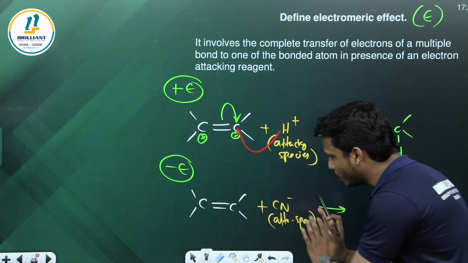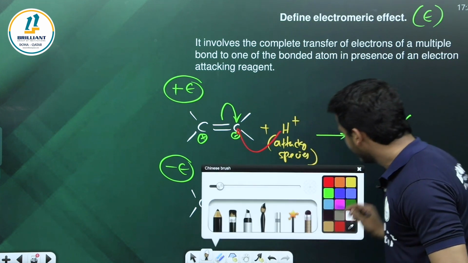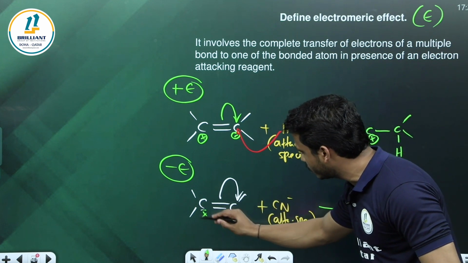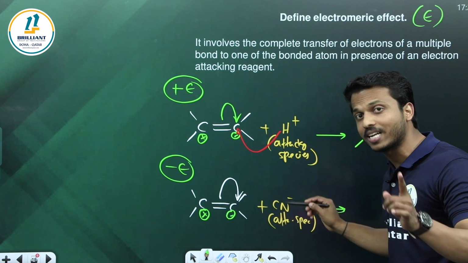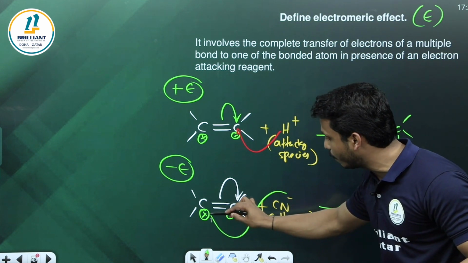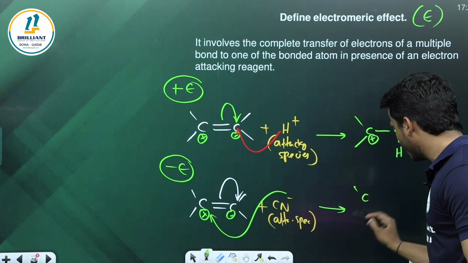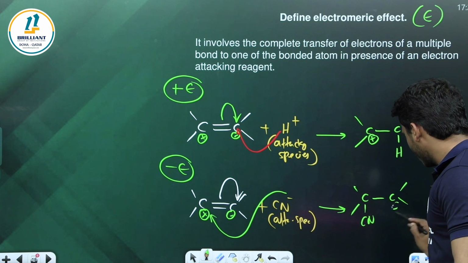Same way, can you tell me the second product, what happened? See, when an attacking species comes to the carbon, one bond shifted to one of the carbon, the left carbon gets a positive charge, right carbon gets a negative charge. Can you tell me where CN minus attacks? Here the attacking species charge is negative, it will go to definitely positive carbon. So we get CN attached, correct?